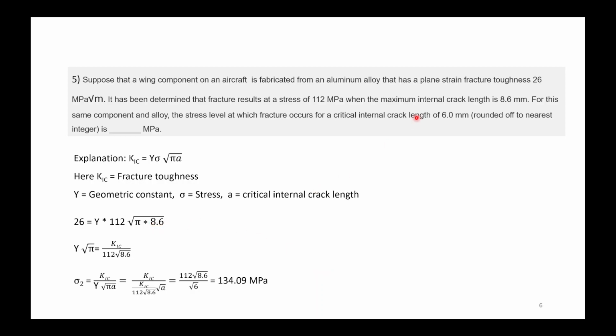So if it is on the surface, then it is half or something like that. And so here you'll be measuring KIC. You don't need to give the value because it will be in both of the cases. Here it will be KIC divided by KIC. So you can calculate using 112 root 8.6 divided by root 6. So it will be 134.09 MPa.